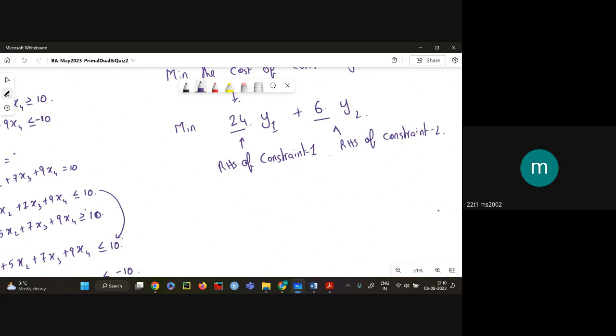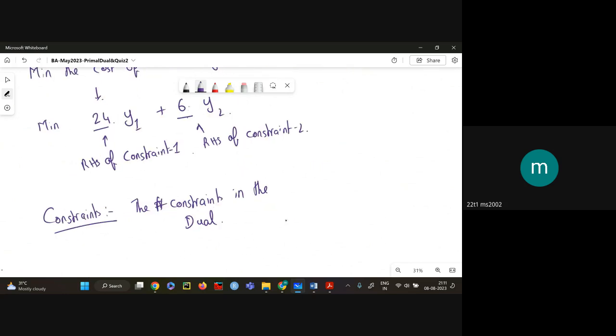So in a brute force method, if y1 corresponds to constraint 1, then the coefficient of that in the dual is going to be the RHS of that constraint. y2 is the variable for constraint 2, so the RHS of constraint 2 becomes the coefficient in the dual's objective function. Okay? So that is the objective. Then come the constraints of the dual. Here, the number of constraints in the dual is equal to the number of decision variables in the primal.